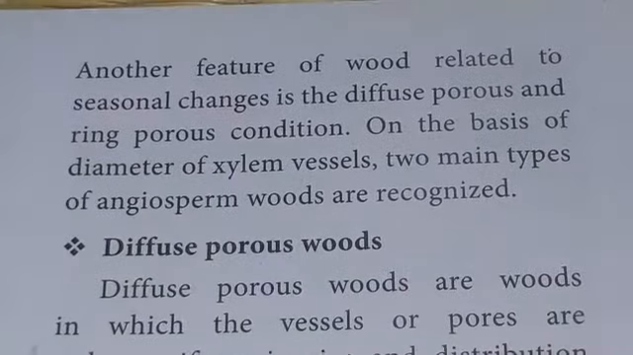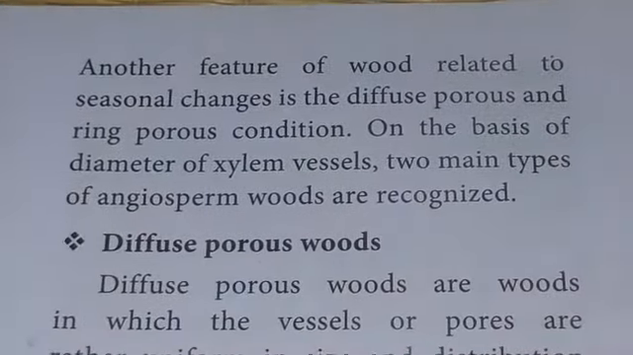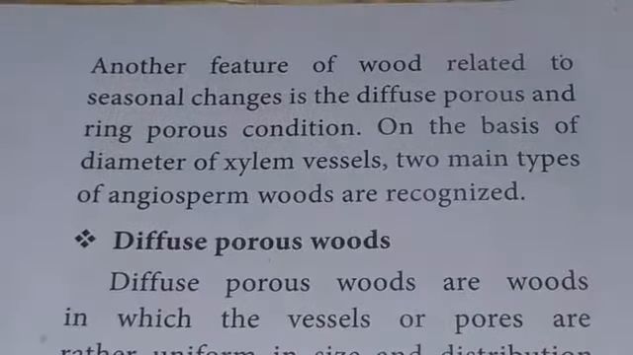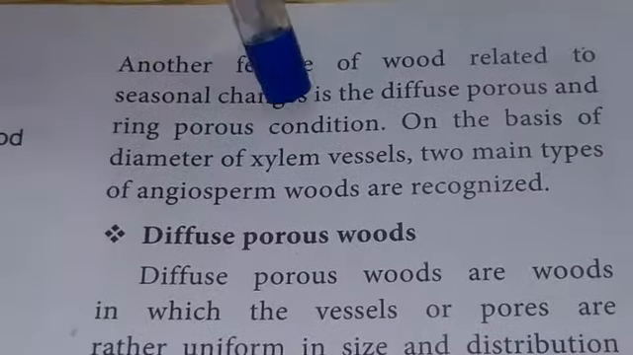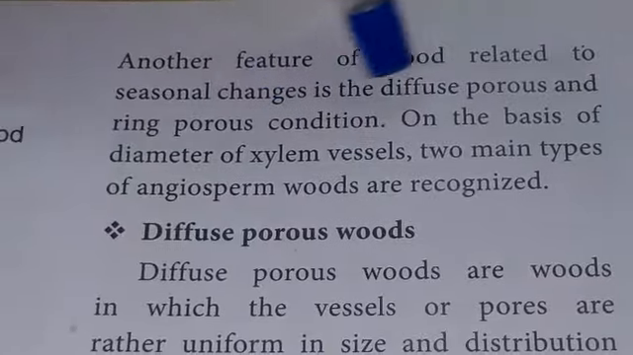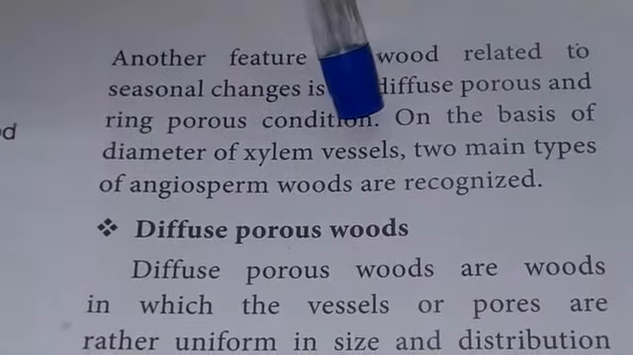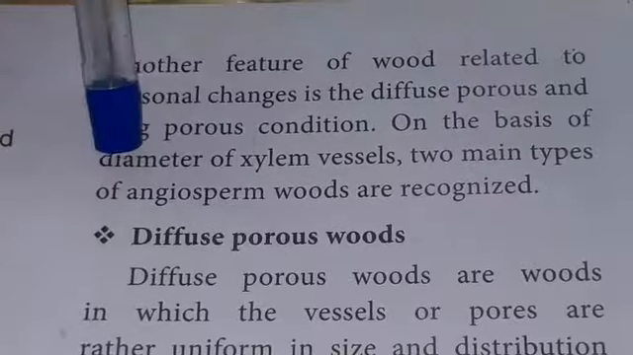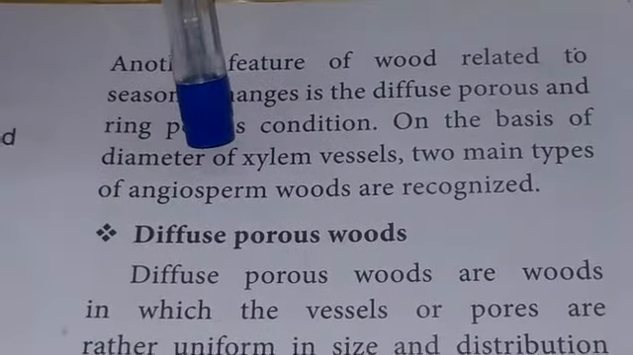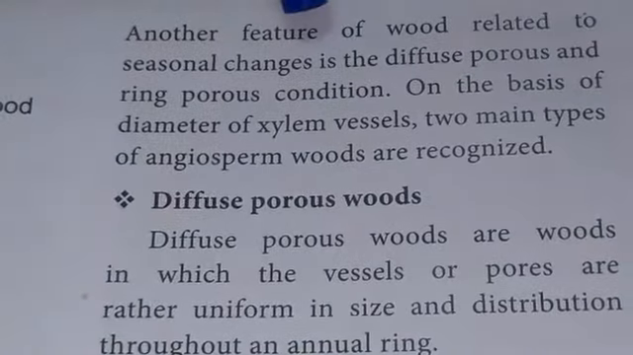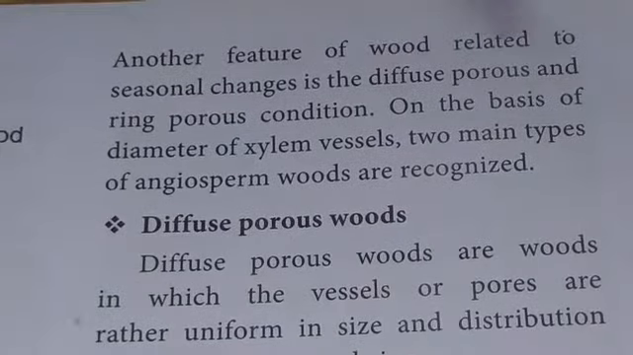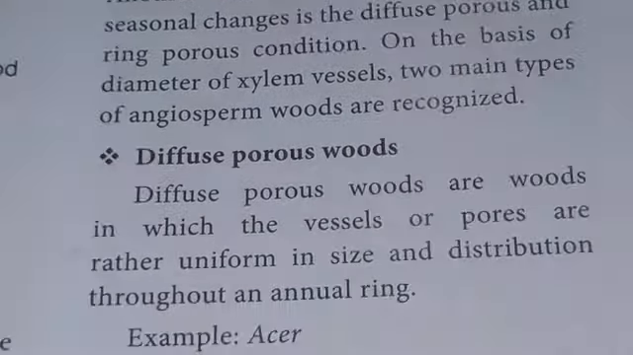Another feature of wood related to the season change is diffuse porous wood and ring porous wood. On the basis of the diameter of the xylem vessels, the wood is divided into diffuse porous wood and ring porous wood. The two main types of angiosperm wood are recognized, that is diffuse porous wood and ring porous wood.